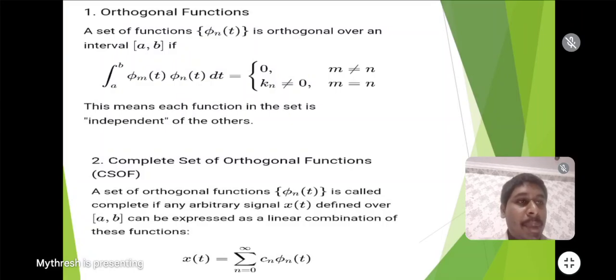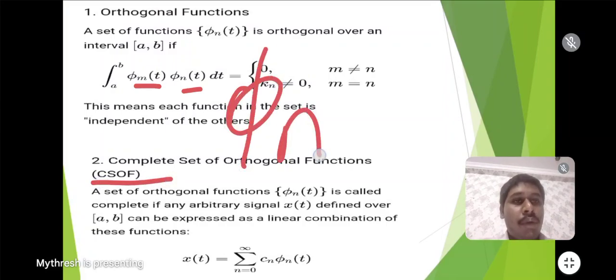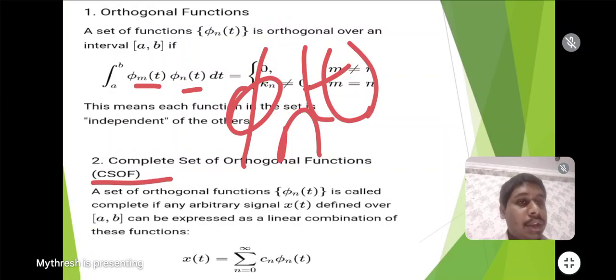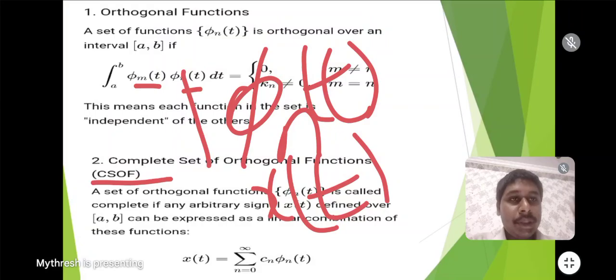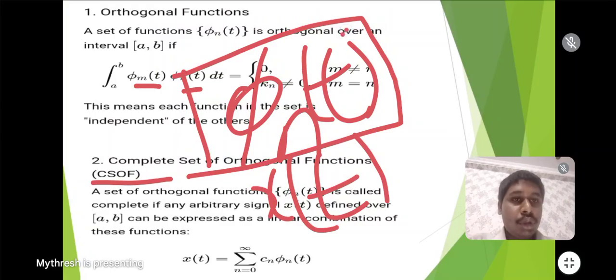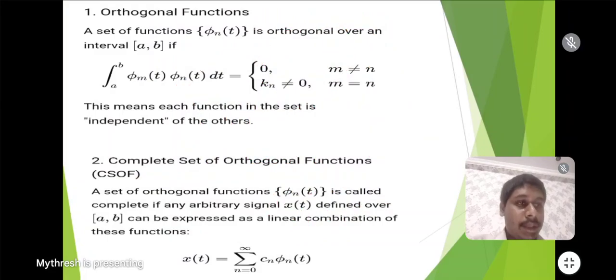Then let us see what is meant by a complete set of orthogonal functions. A more important point is that the given two functions should be independent of each other. This is very important. For a complete set of orthogonal functions, let us again assume a set of functions, and let us consider another arbitrary signal x of t, and x of t should be represented in such a way that it is orthogonal to every signal present in this set. So the standard form is this, and let us see a few cases here.